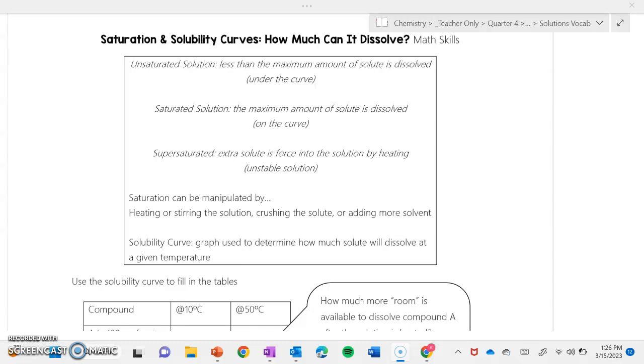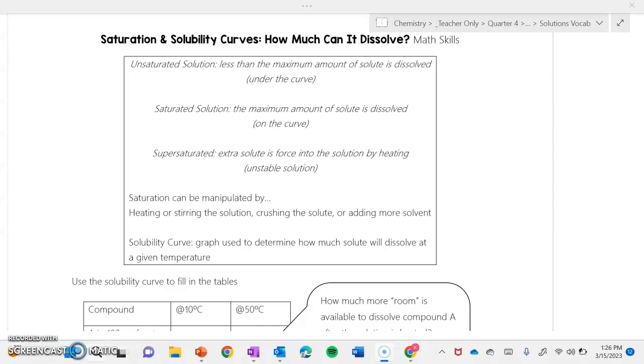Continuing our discussion of solubility, today we are going to be looking at a graph called a solubility curve, which will tell us how much of a solute can be dissolved in a given amount, or that maximum. And that's related to saturation. If you remember, a saturated solution is the maximum amount of solute that can be dissolved in a solution. When we've reached that amount, it is saturated.